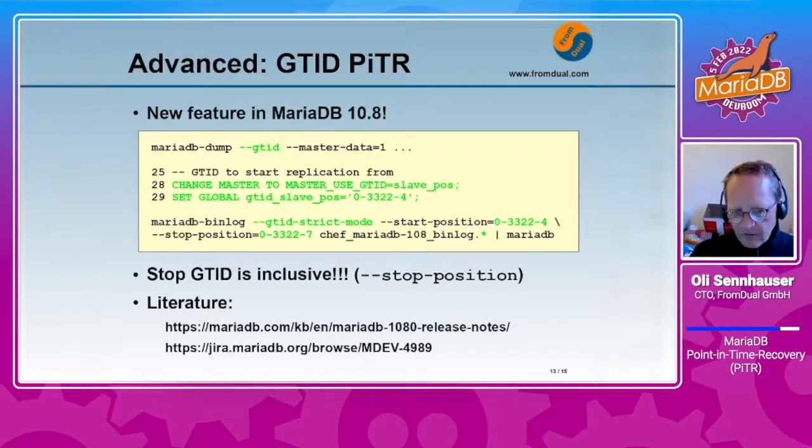One little difference to the traditional MariaDB point-in-time recovery is that here the stop GTID is inclusive, compared to the stop position in the traditional way, where the stop position is excluded. As I already said, this feature is brand new. It's not yet even documented, so the only source I found is the release notes of MariaDB 10.8, and what I also found is the Jira ticket 4989 on the MariaDB website.